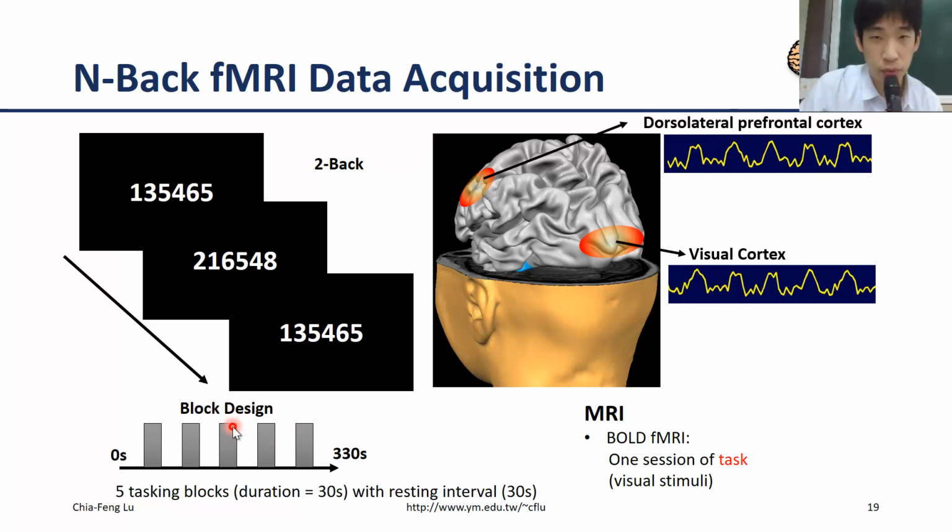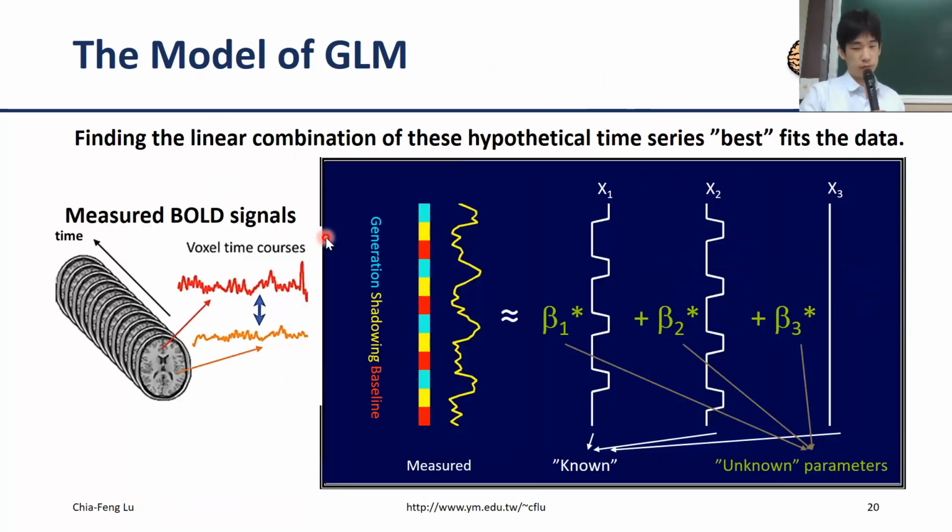So what the GLM, General Linear Model, will do is go through every single voxel to estimate whether this voxel possesses a BOLD signal pattern similar to the experimental design. If yes, then we have high confidence to say this voxel or this brain region may be highly related to the two-back or working memory study.